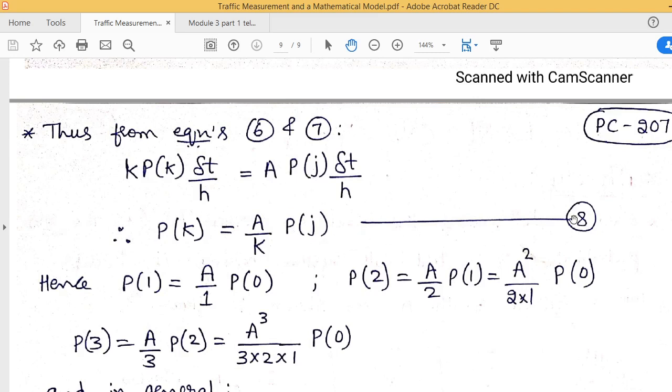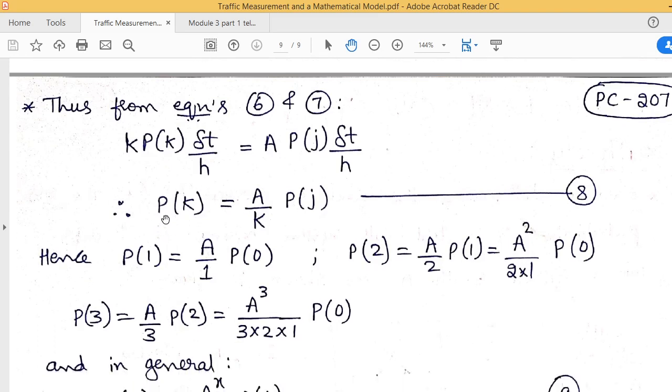Let us call this equation. This is a very important equation. Based on this equation, let us find the number of calls that are in progress. P of 1 can be written as A by K, which is 1, times P of 0, since we know the relation between K and J.